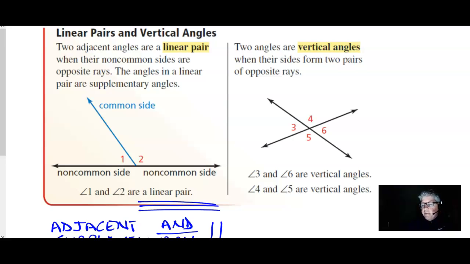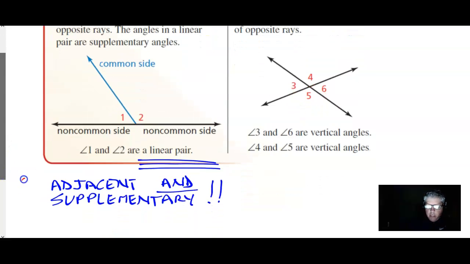All right, two more pairs. A linear pair and vertical angles. So a linear pair is a pair that are adjacent, so they're right next to each other. Adjacent, they're right next to each other, and they add up to 180. Sometimes this is called, well, we know this is called a straight angle.